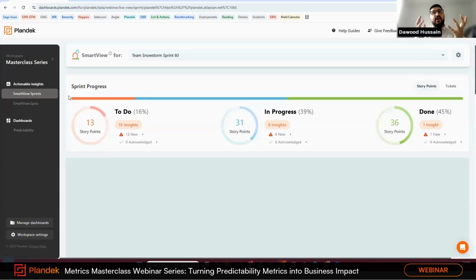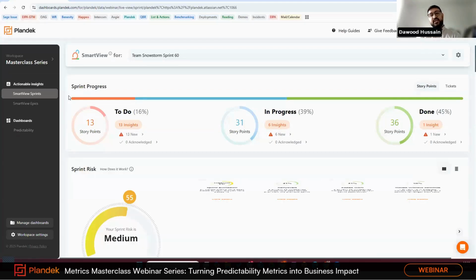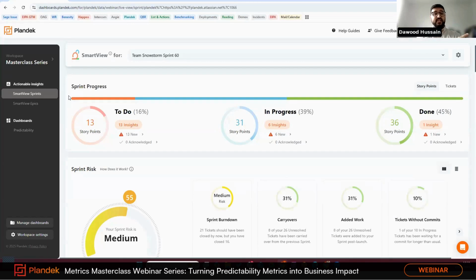And I just want to caveat everything before we go into Smart View. All the dashboards and all the metrics that you saw previously were retrospective. They were based on completed tickets, completed sprints or releases, because that allows us to look back historically and see how you performed through that completion.